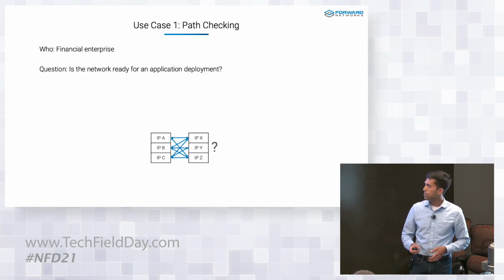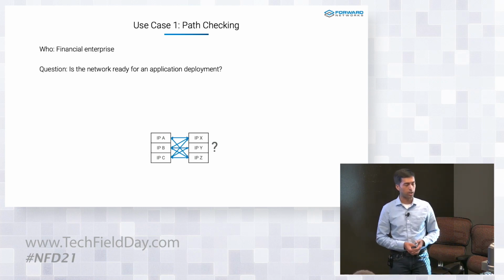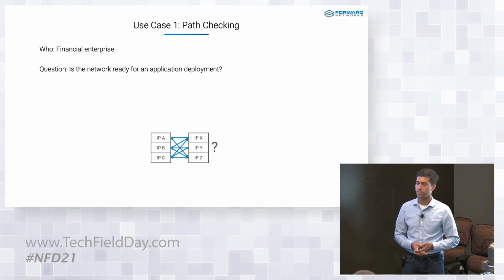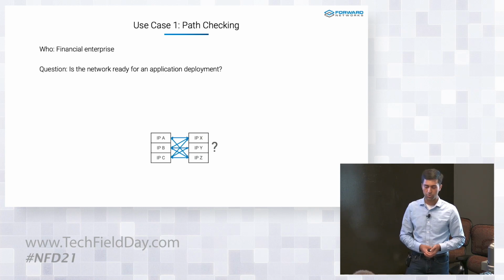Let's dive into a few of these different use cases. I'll walk you through them one by one. So the first use case is what I call a path checking use case. This is something that came to us from a financial enterprise.